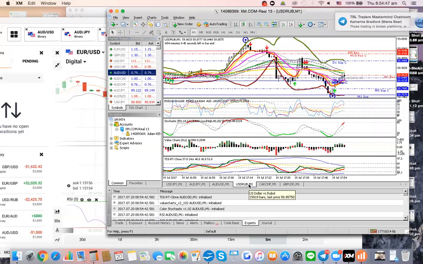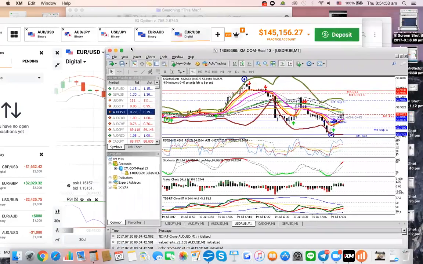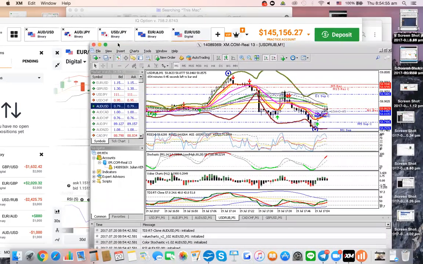And for those of you who are training with different platforms, that's fine. But if you have certain pairs, go and trade a correlated pair. So if you don't have a Euro Aussie, you can look at an Aussie USD. It's the opposite. So Euro Aussie goes down, Aussie USD goes up. Most of the time, that's the case.